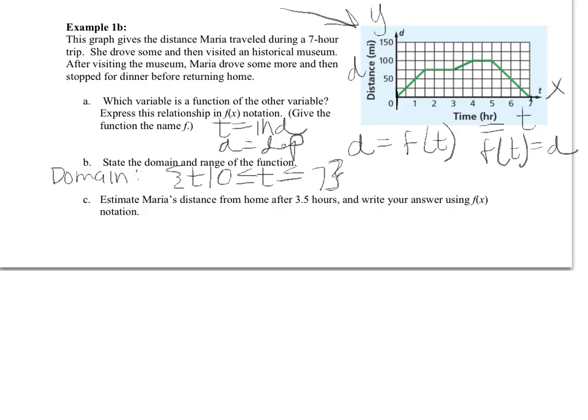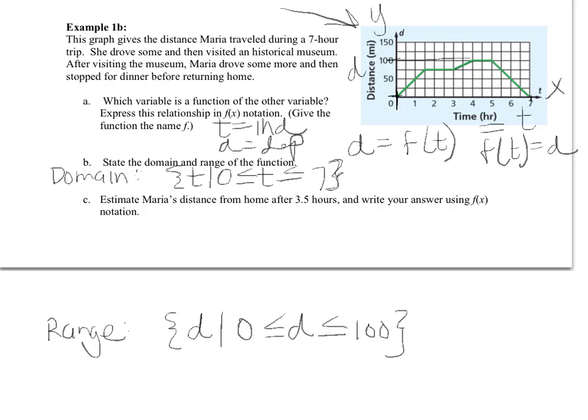And then our range. We know the range is the y-axis, or in this case the d-axis, that dependent variable. So we're going to say d such that d, in this graph, the green line starts at 0 and the highest point it goes up to is 100. So d has to be greater than or equal to 0 and less than or equal to 100. That's the range.